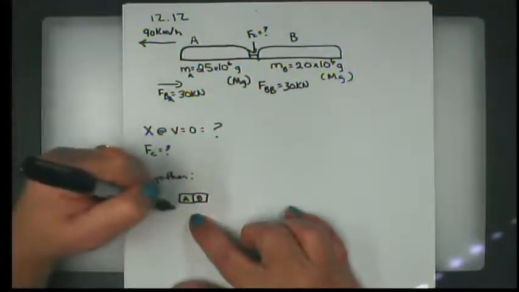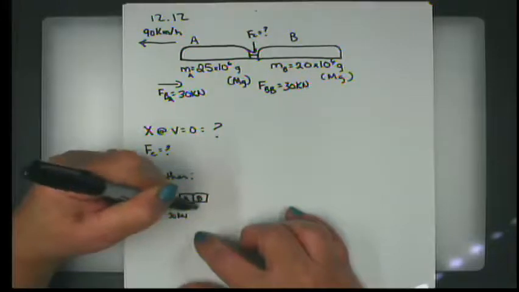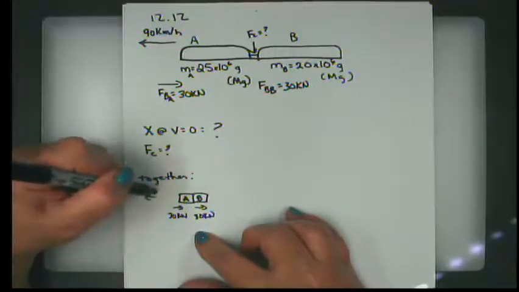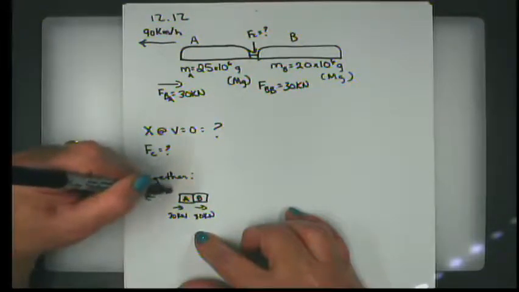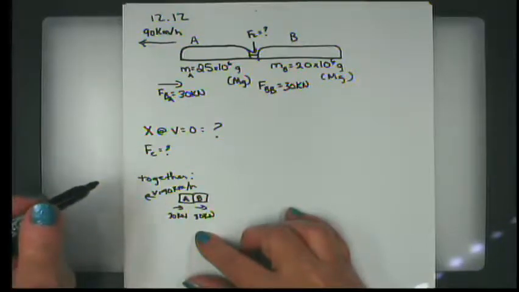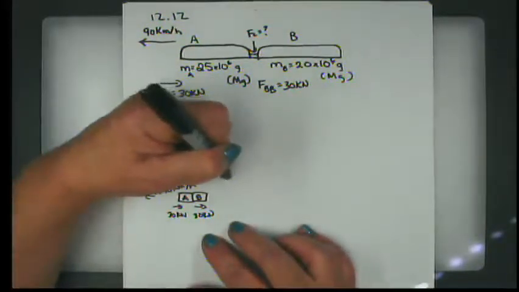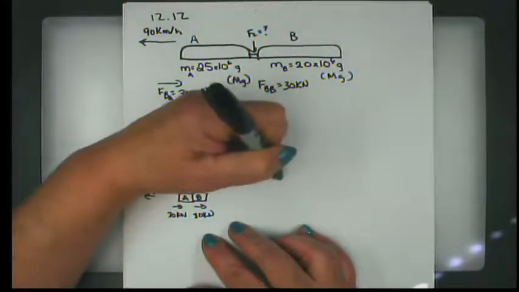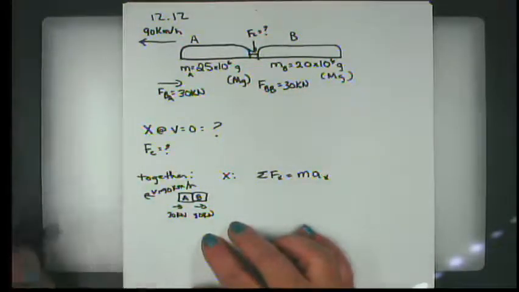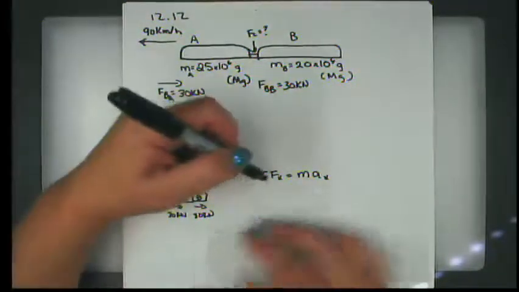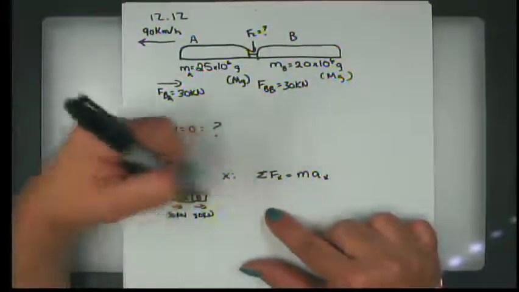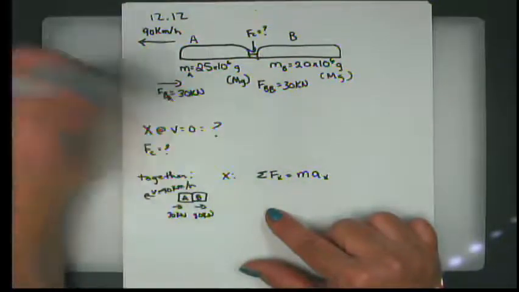We have a braking force here of 30 kilonewtons, and we have our velocity going in this direction at a rate of 90 kilometers per hour. Right? So in the x direction, the summation of forces in the x direction is going to equal mass times the acceleration in the x direction. So in this particular case, what are our forces? We have 30 kilonewtons and 30 kilonewtons acting that way.